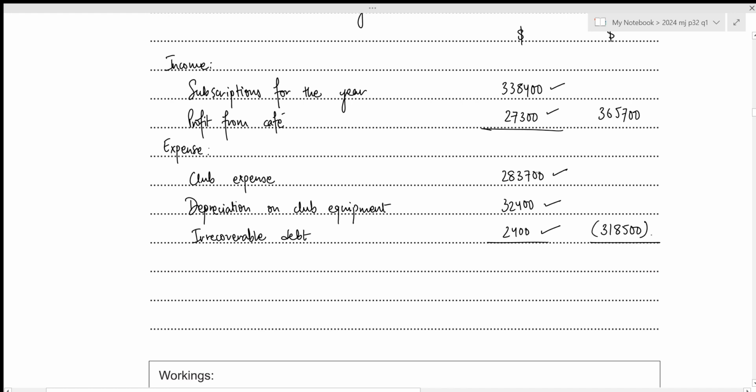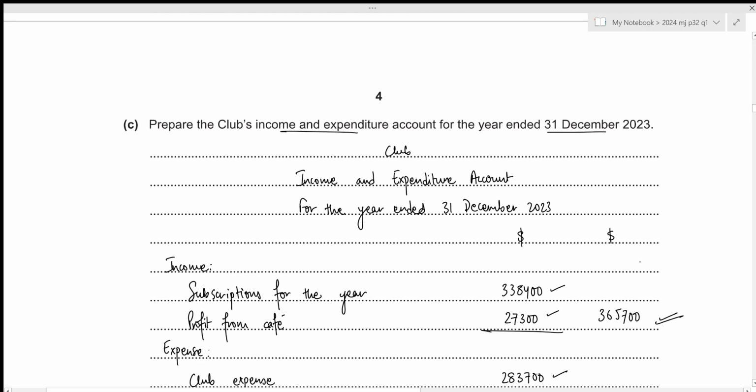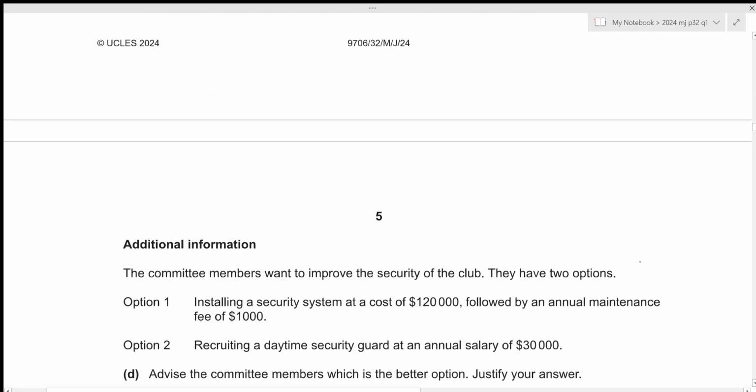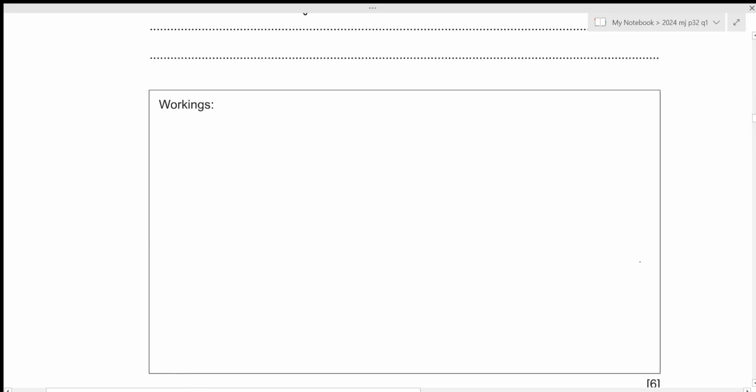In this case, we can clearly see that the total of income is greater than the total of the expenses, which means that there will be surplus. So surplus for the year will be 365,700 minus 318,500, which results in 47,200. That will be all for our income and expenditure account. Let's move towards the next part. Again, we have the working section right here, so you need to show all of your workings regarding the subscription as well as the club expenses and the depreciation within this box in order to get your marks correctly.